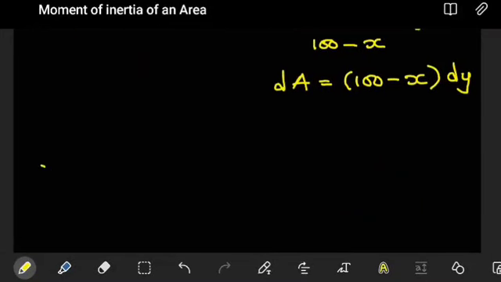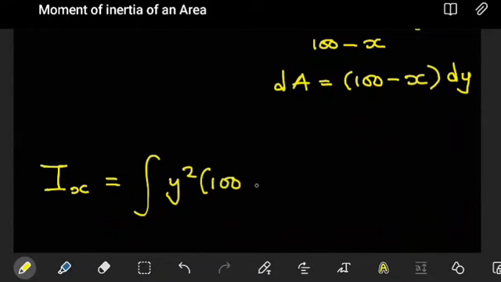So therefore, the moment of inertia about the x-axis will now just be equal to the integral of y squared, then we have that 100 minus x here, then we have dy.